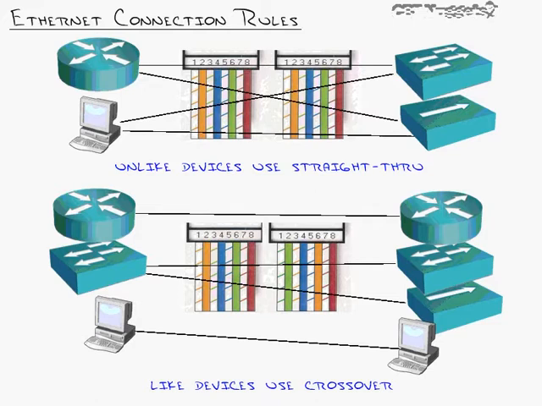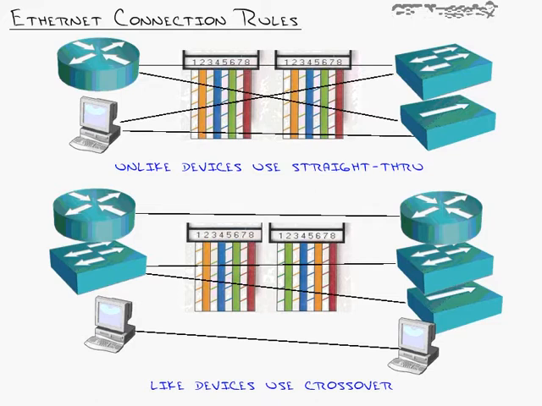Like devices use crossover. Like, for example, if I were to take a PC and connect it directly to another PC without a switch or a hub in between them, that is like devices, and we need a crossover cable to make that happen. A lot of people actually call that a null modem cable. If you look at the top, we have a router back-to-back connected with another router. Usually you would have a switch in between the two, so that's kind of an unnatural connection, or like devices, so we use a crossover.